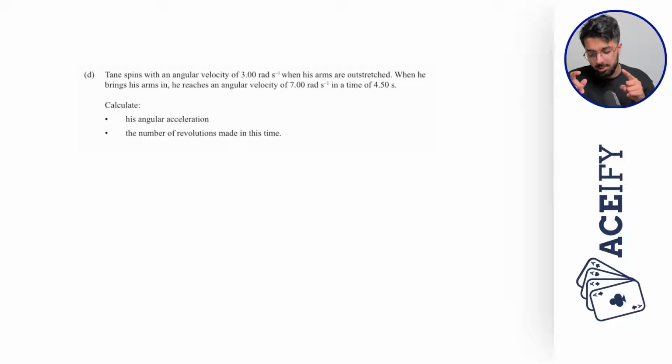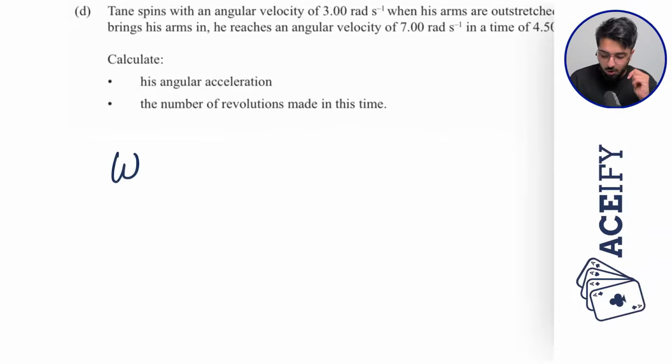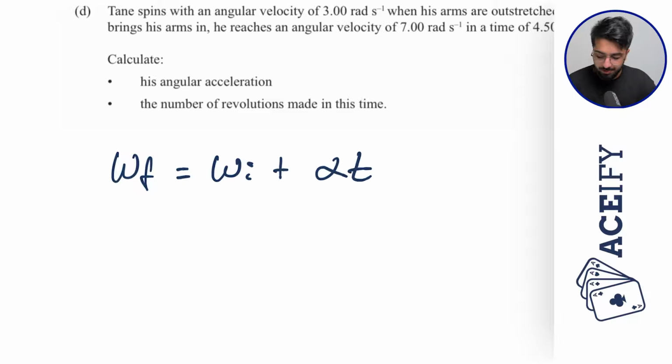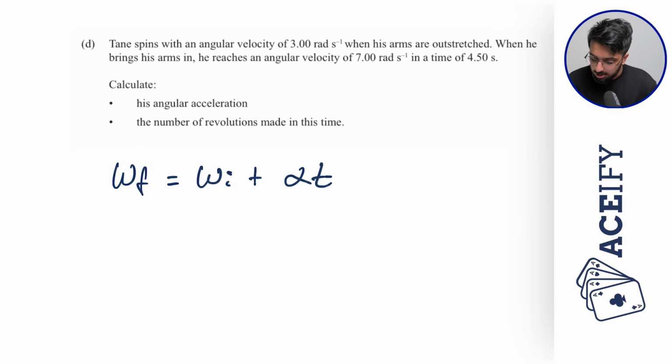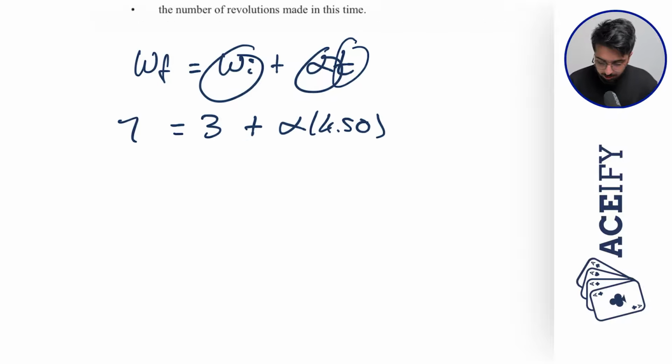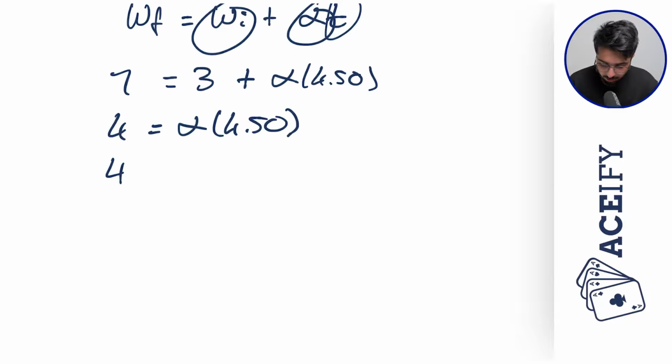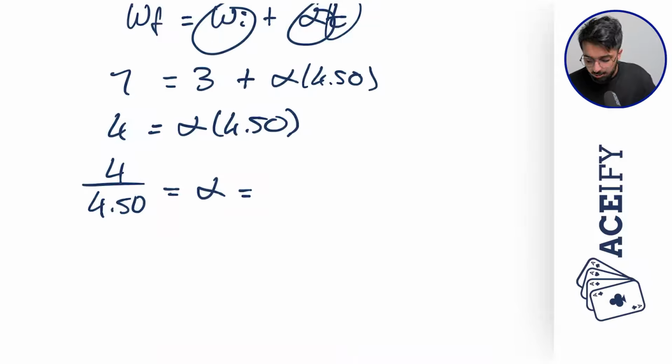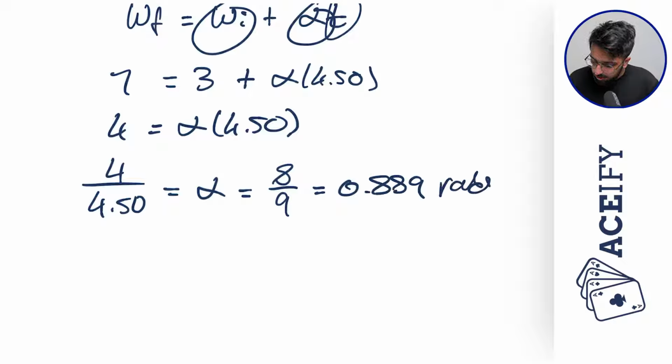And therefore, because acceleration is constant, we can obviously use our kinematics. So our omega finally is equal to our omega initially, plus our angular acceleration times time, okay? Now we know our final angular velocity, which is 7. We know our initial angular velocity, which is 3. And we're trying to find our angular acceleration, and we know the time of 4.5 seconds. So we can just simply plug that in, okay? So we get 4 is equal to alpha times 4.5, okay? And that means 4 over 4.5 is equal to our angular acceleration, and therefore we have an angular acceleration of 8 over 9, or 0.889 radians per second per second.